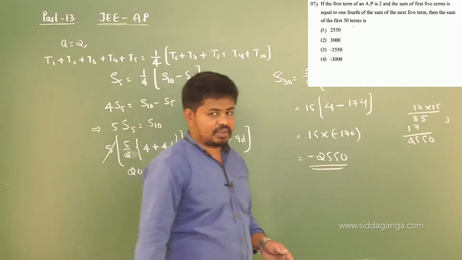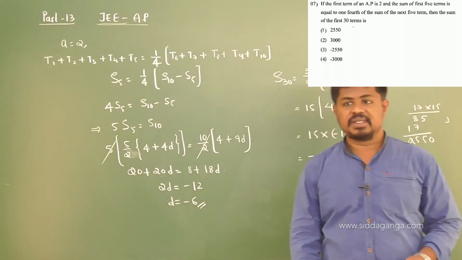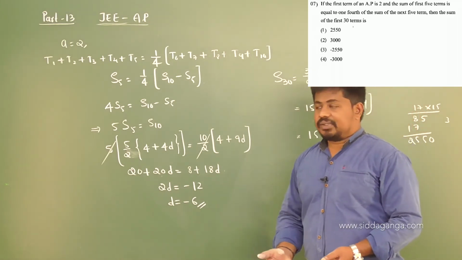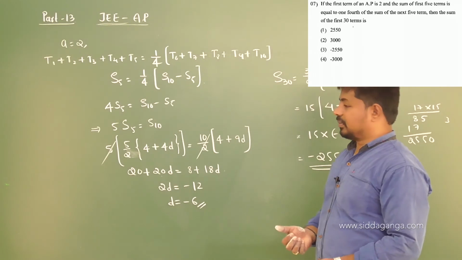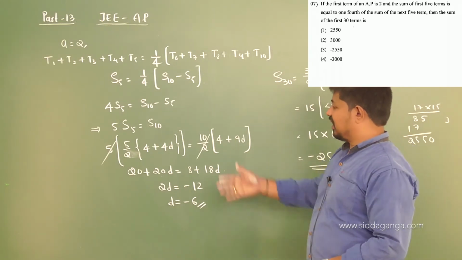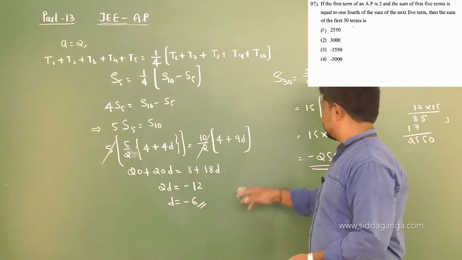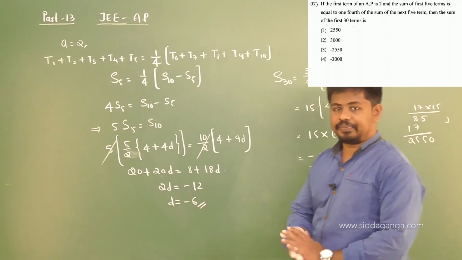That is option 3. It gives the sum of first 30 terms of the given series whose sum of first 5 terms is equal to 1/4 of the next 5 terms. So A is given 2. By using this data we have found D, that is minus 6. Using that, this is the required sum.